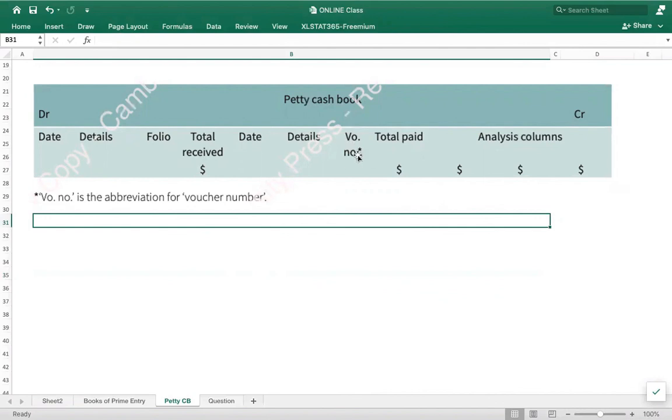VO number means voucher number. Whenever you pay, there should be evidence for each payment. That document is known as a voucher, and the number printed on the document is known as the voucher number. You can't just randomly pay the money. When you pay, you need to generate the voucher. A voucher is an evidence for the payment. So this is the format. This is how the petty cash book looks like.